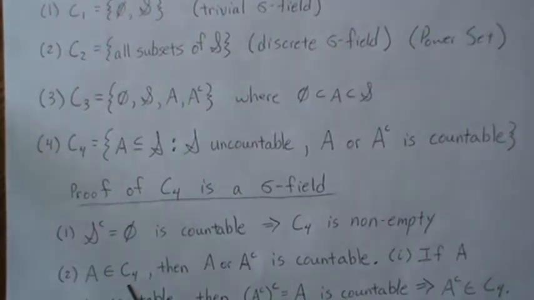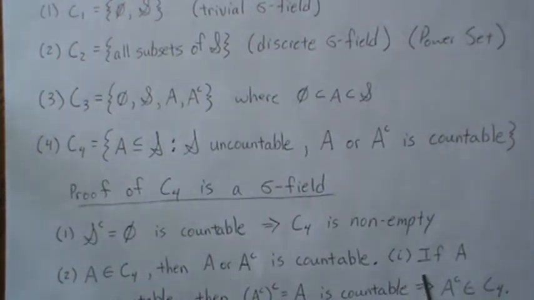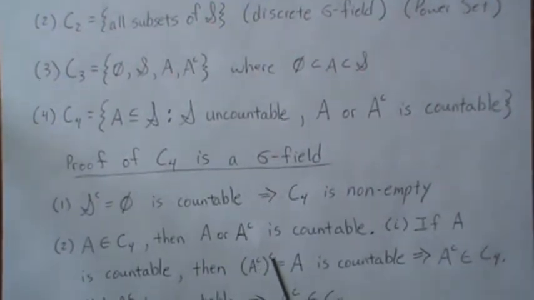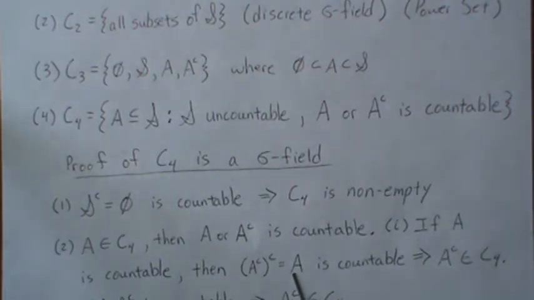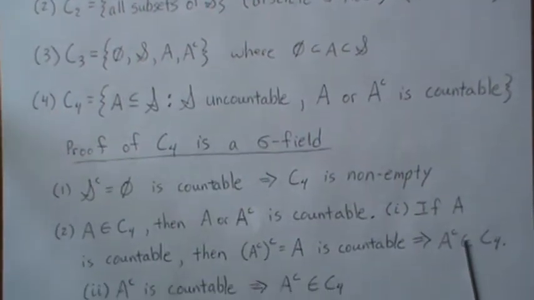If A is in C4, now we need property 2, which says that the complement has to be in C4. But if A is in C4, then A or A complement is uncountable. So now we have to go through both scenarios to show that in both, if this is countable or this is countable, then that still shows us that A complement is in C4. So if A is countable, then A complement is A, but that's countable. So that implies that A complement is in C4.